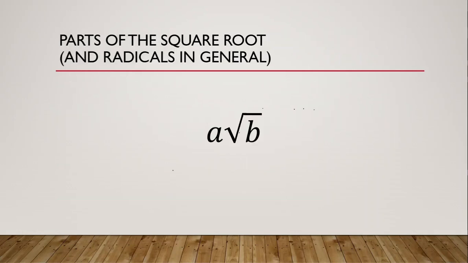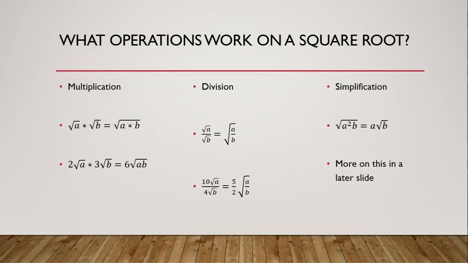Okay, parts of the square root. We've got root b right now. The radical symbol is what you would probably call the square root. It's like the little hat that goes over the radicand. So the radicand is the number or numbers inside of a square root. And then out front, being multiplied by the square root, is the index. So index, radicand, radical symbol. That's our parts. What operations work on a square root?